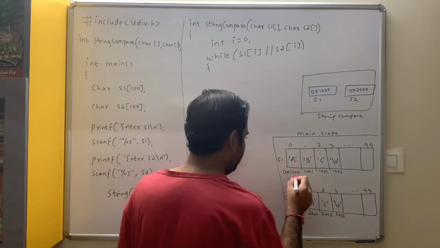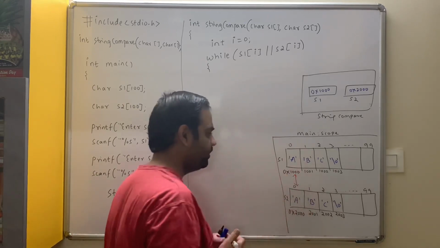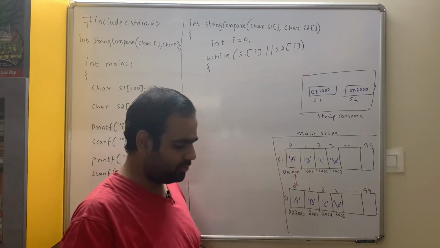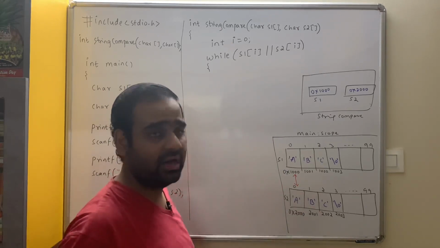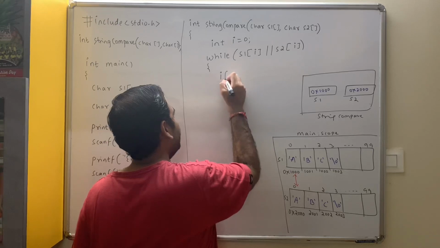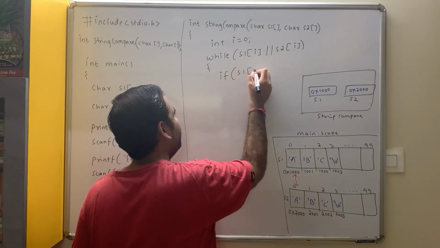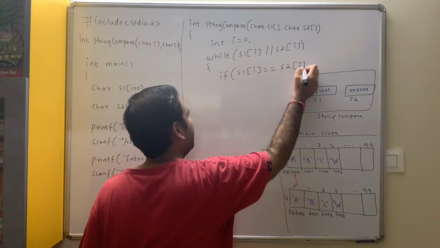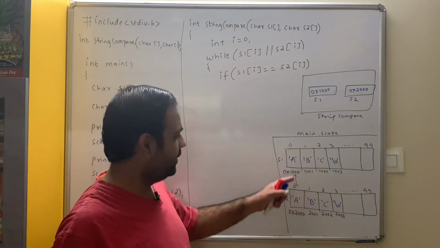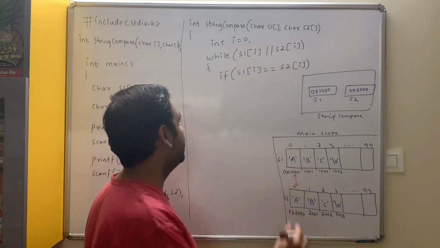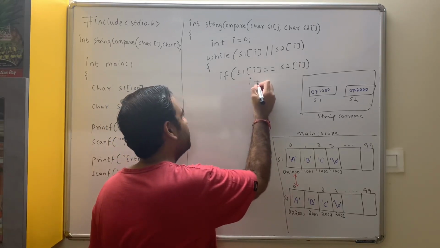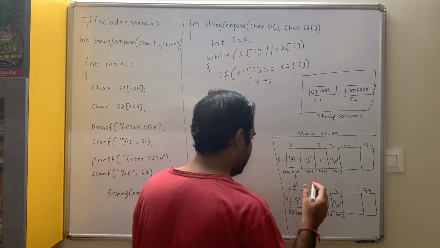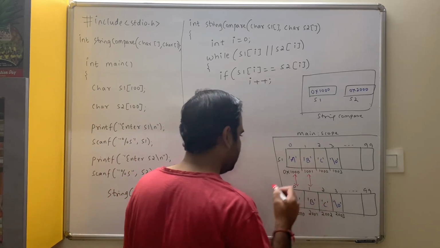This is where I is. This is what we are comparing. Now compare S1 of 0. Is it equal S2 of 0? If true, go to the next character and match. Hence, I write if S1 of I is equal S2 of I. Yes, S1 of 0 is A, S2 of 0 is A, both are equal. Yes, you say I plus plus, the value of I will become 1. Now that means these are the two characters that I have to check now.